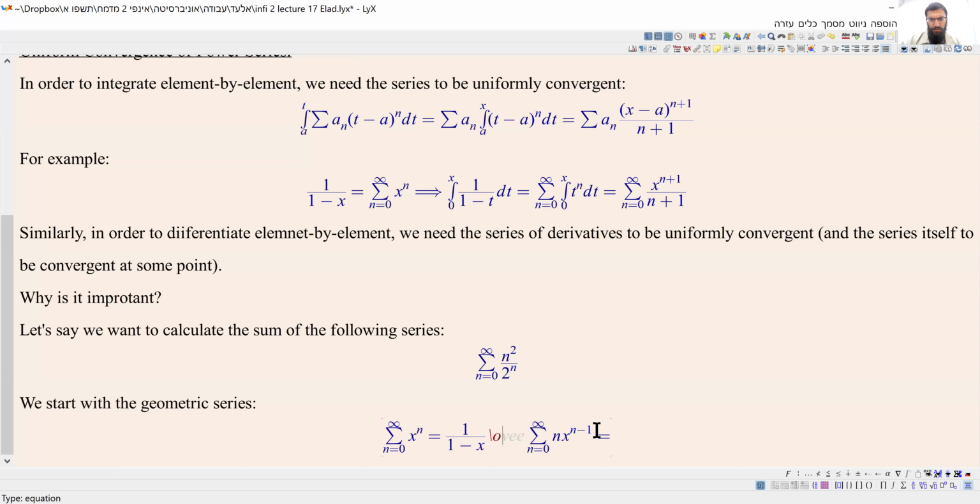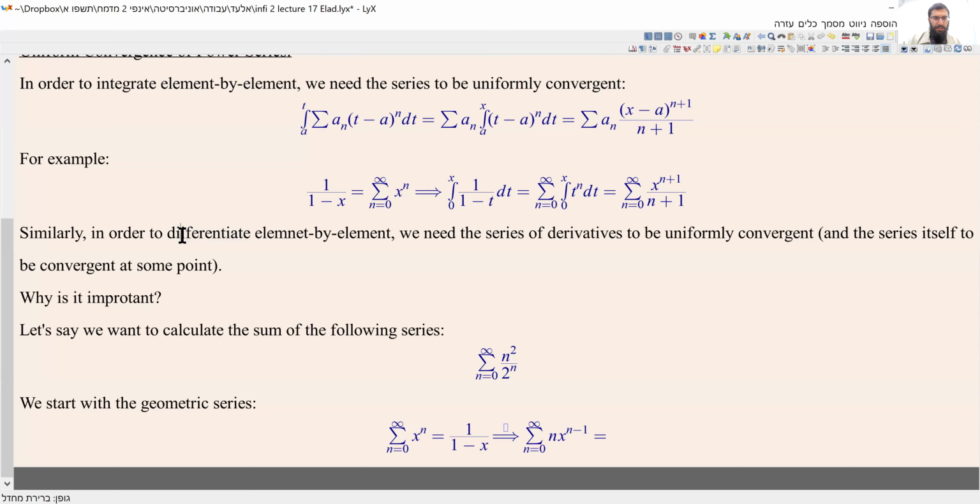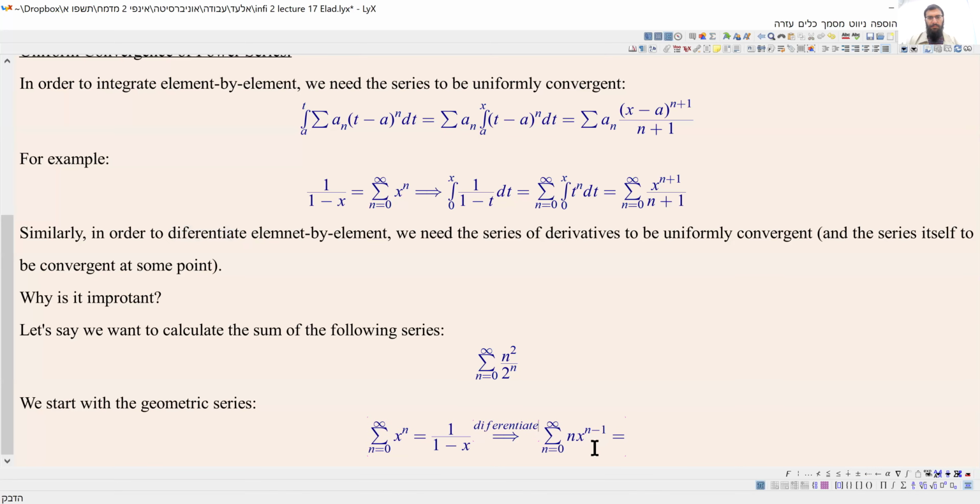Let's write it down that way, with an overset, and we say that we differentiate element by element. Differentiate. What's the derivative of 1 over 1 minus x? I'm doing it in my head, so maybe I'm wrong, but it's 1 over 1 minus x squared.